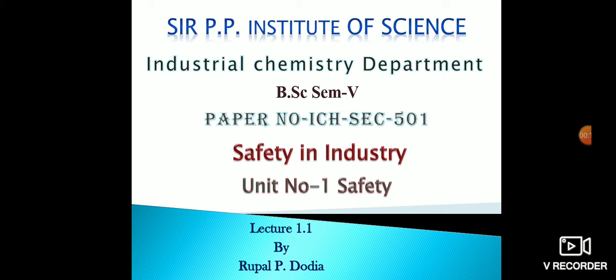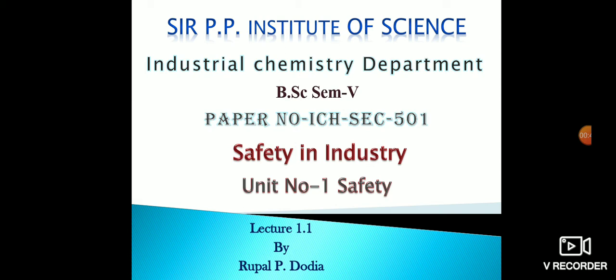Today we are going to discuss your paper number ICH SEC 501, Safety in Industry. Its title is Safety in Industry. In this paper you have mainly 4 units. From that, today we are going to discuss your unit number 1, safety.